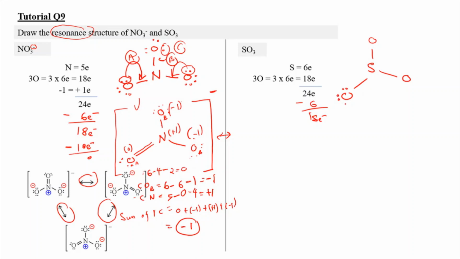So 1, 2, 3, 4, 5, 6 for each oxygen. So I'm going to get 18 electrons, so 0 left. And from here, the sulfur is not yet octet. Dia tak cukup 8. Jadi what we're going to do is bring 1 lone pair to here in order to make a double bond, so that it becomes octet.